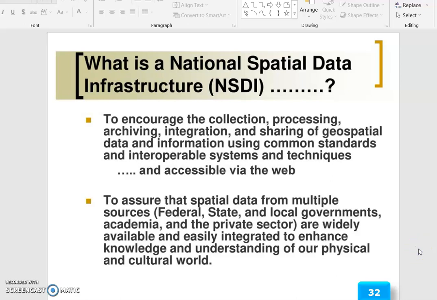So what is a national spatial data infrastructure? It is to encourage the collection, processing, archiving, integration and sharing of geospatial data and information using common standards and interoperable systems and techniques, accessible via the web. So to access spatial data from multiple sources, like federal, state and local government and academia, and easily integrate it to enhance knowledge and understanding of our physical and cultural world.